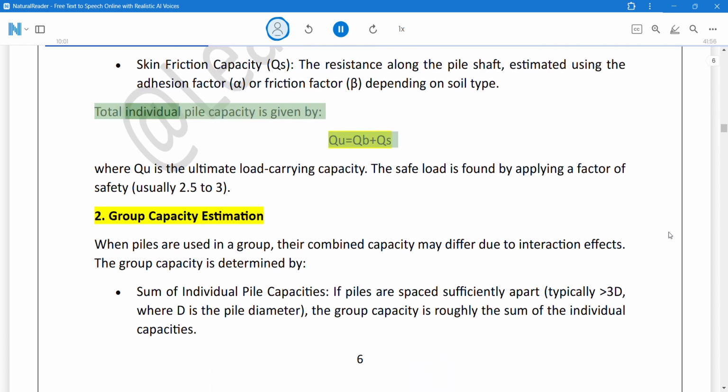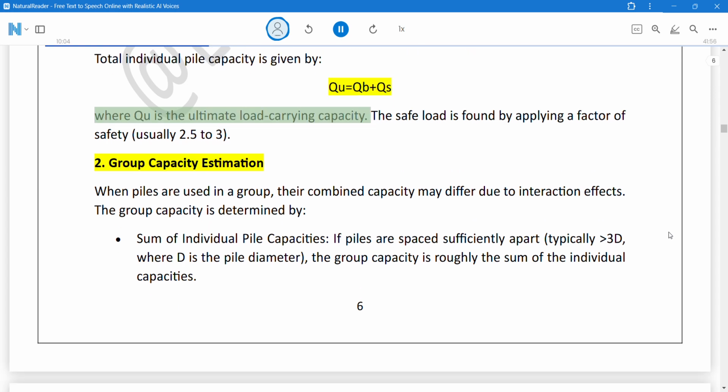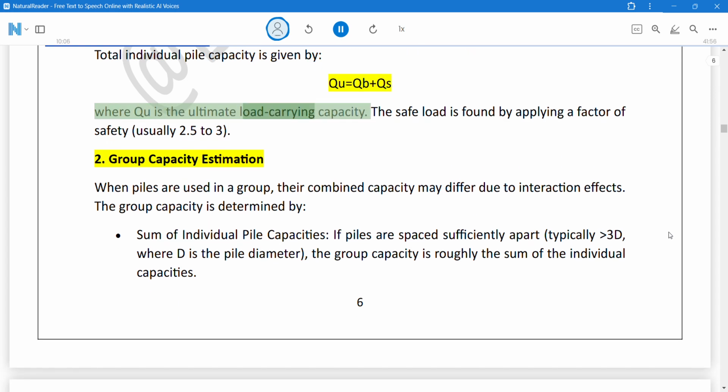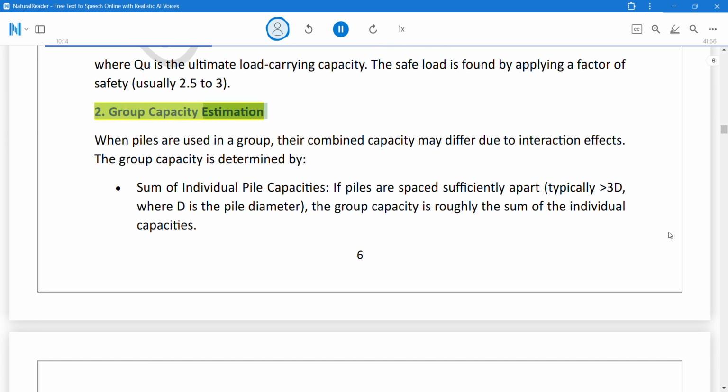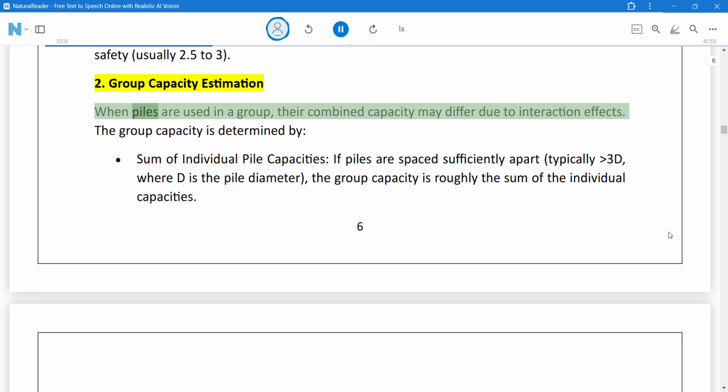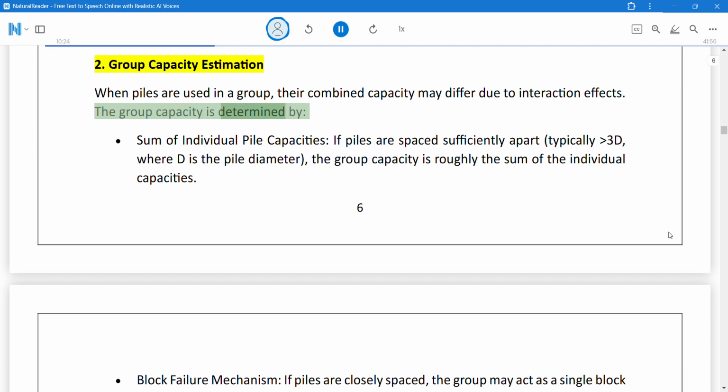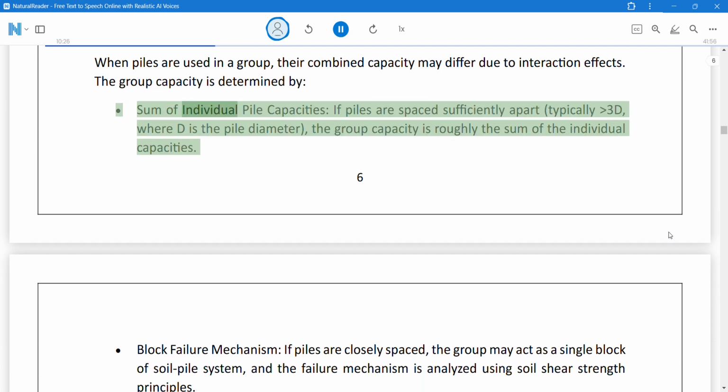Total individual pile capacity is given by Q equals QB plus QS, where Q is the ultimate load carrying capacity. The safe load is found by applying a factor of safety. 2. Group capacity estimation. When piles are used in a group, their combined capacity may differ due to interaction effects. The group capacity is determined by the sum of individual pile capacities. If piles are spaced sufficiently apart, the group capacity is roughly the sum of the individual capacities.